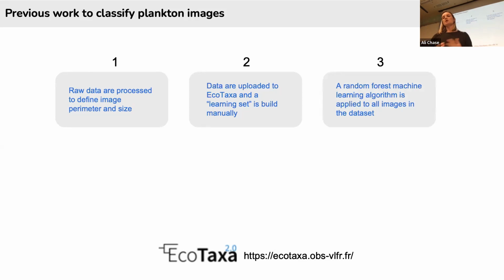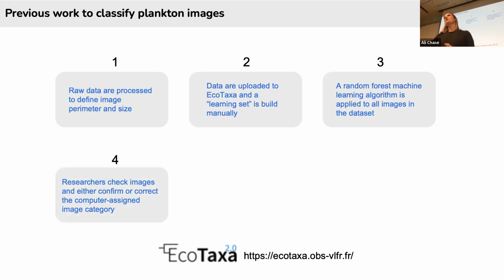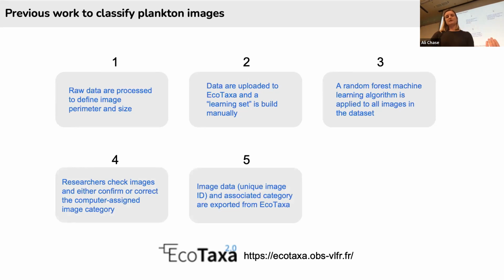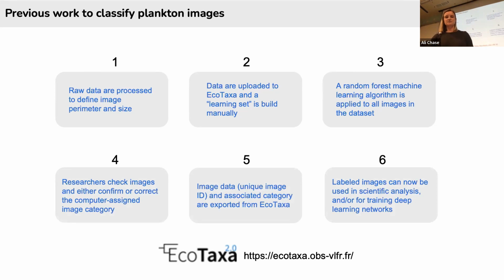So just ballpark, on average, it would be about 50% accurate in classifying our plankton images. So it was a start. But then we would check manually all of the images that were classified by the machine learning network and either confirm or correct their assigned category. Then export the information off of EcoTaxa: a unique ID for each image based on date, time, and an image ID, and what it was categorically assigned as. And then we can use the data for either deep learning or for various analyses.